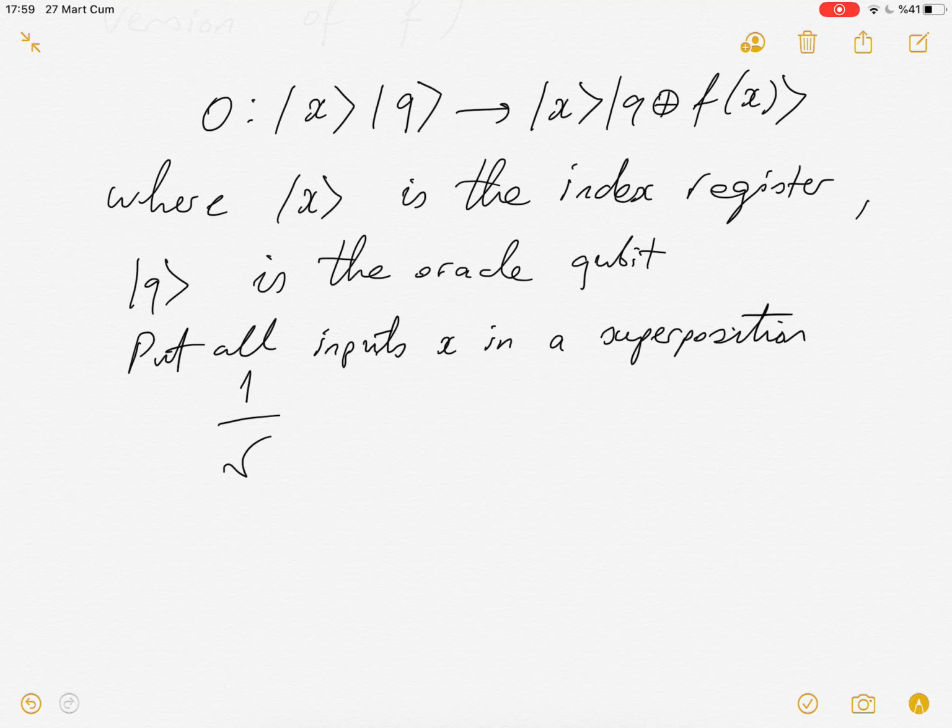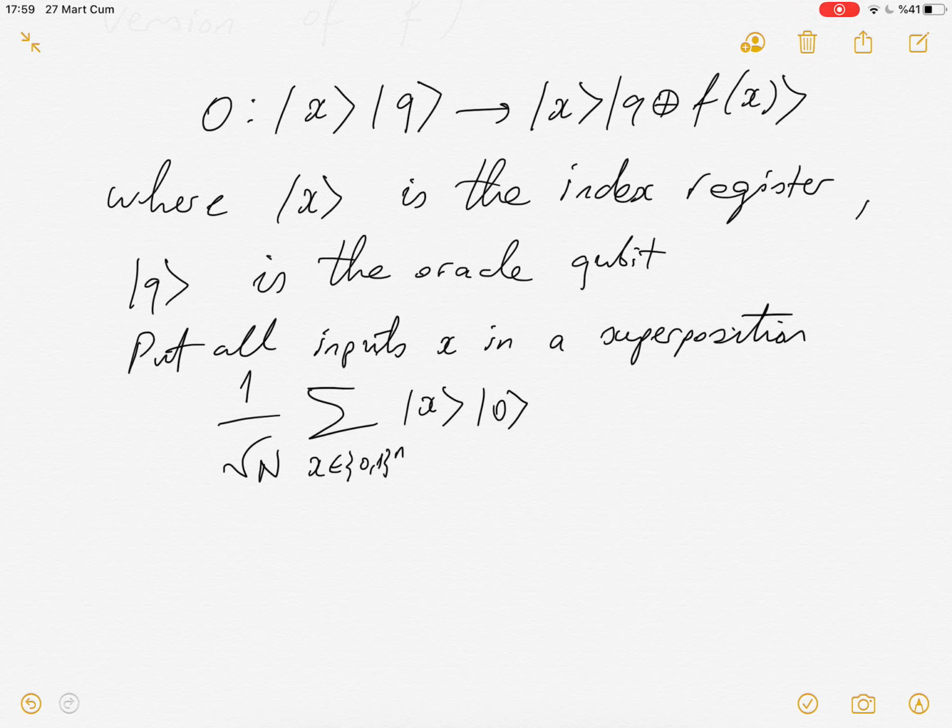And so we get 1 over square root n, summation over x, where x is a member of {0, 1}^n, ket x. And let's set the control qubit to ket 0.